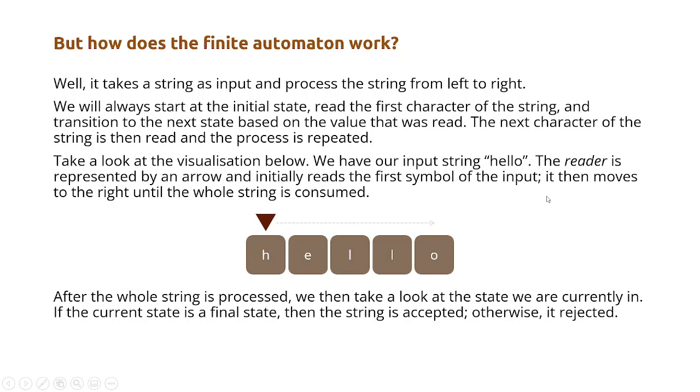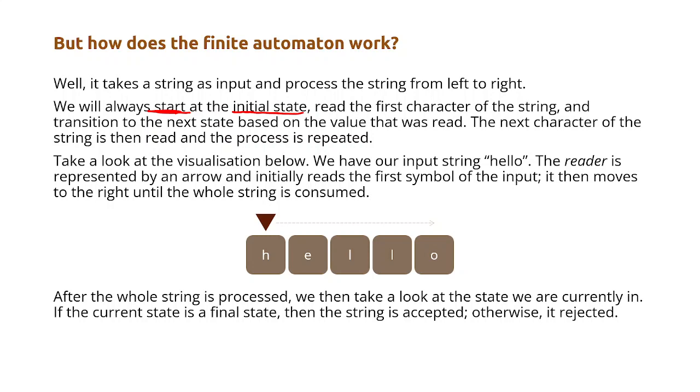Okay, so how does the finite automaton work? Well, it takes a string as input and processes the string from left to right. So from left to right, doon ang processing sa string. And then we always start at the initial state. Then we read the first character of the string and transition to the next state based on the value that was read. The next character of the string is then read and the process is repeated.